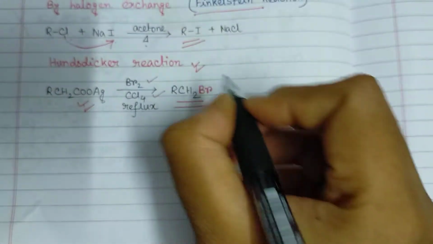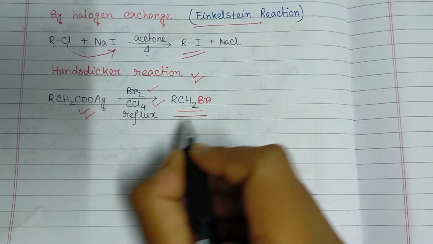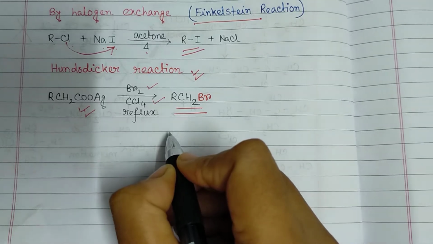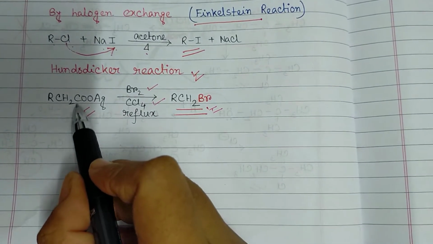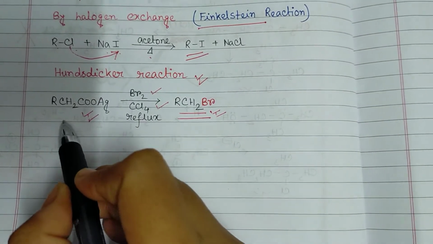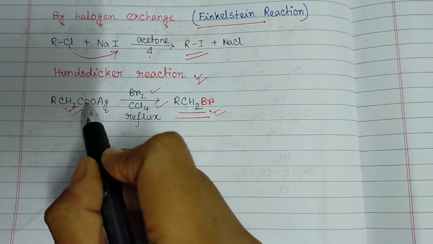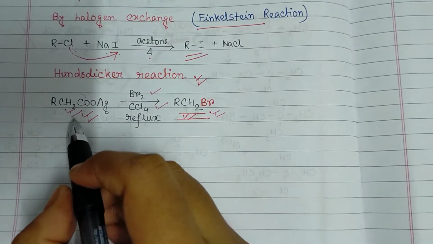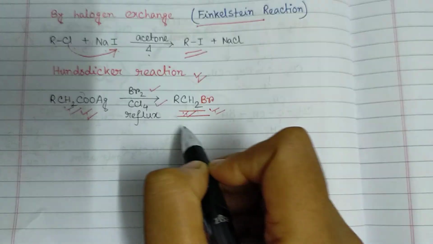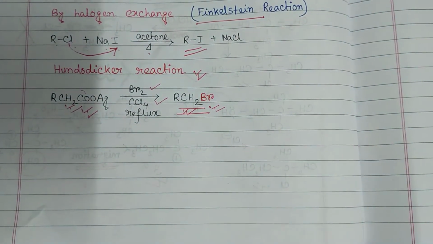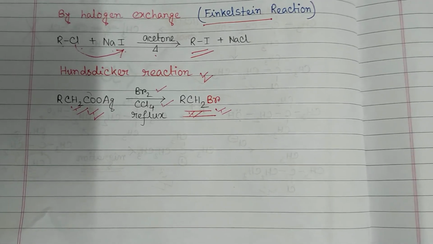alkyl bromide. This reaction takes place by the formation of free radicals, and this is a very important name reaction for the formation of alkyl bromide by the removal of one carbon. That means we can see easily that in this compound there is one carbon more than the product. So by removing one carbon, or with a smaller number of carbons, we can form alkyl bromide by the Hunsdiecker reaction. So this is all about the preparation from alkanes.